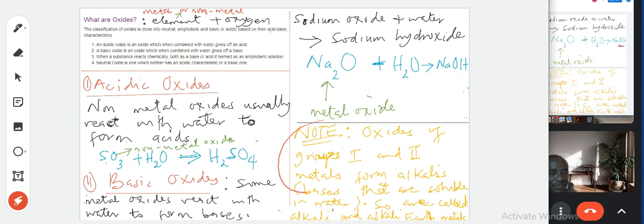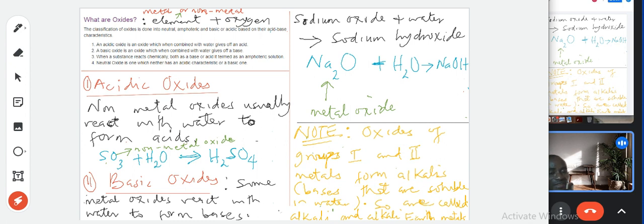Oxides of group 1 and 2 metals form alkalis. Bases that are soluble in water are called alkalis. Okay, oxides of groups 1 and 2 metals, that's oxides formed by groups 1 and 2 metals, form alkalis, and alkalis are bases that are soluble in water.